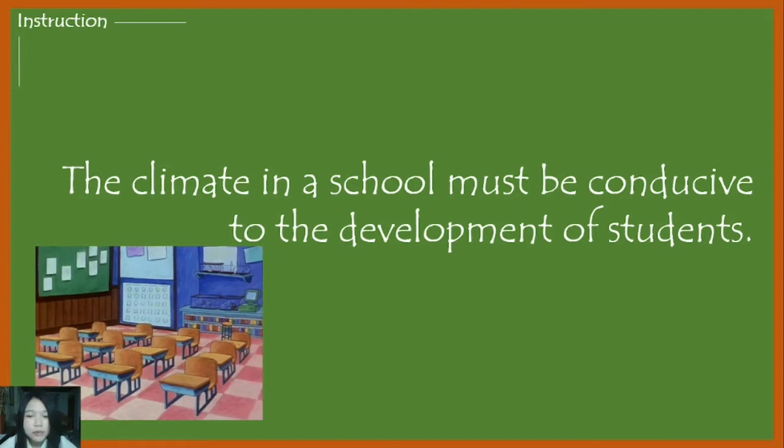Next, the climate in a school must be conducive to the development of students. So basically, when we say climate, it means that we must make sure that the surrounding of our remedial classroom is easy for the students to learn in. The environment should not be messy. Everything should be organized. So as much as possible, make it more spacious and pleasing for the students if the facility is available. And ventilation of the classroom is also important because the overall climate or the feeling inside the classroom is important for students when they are learning.